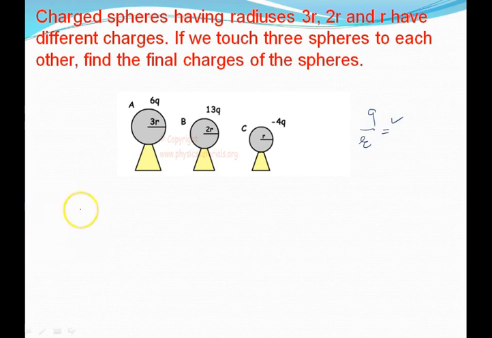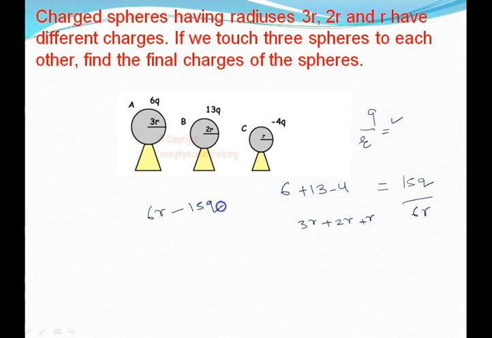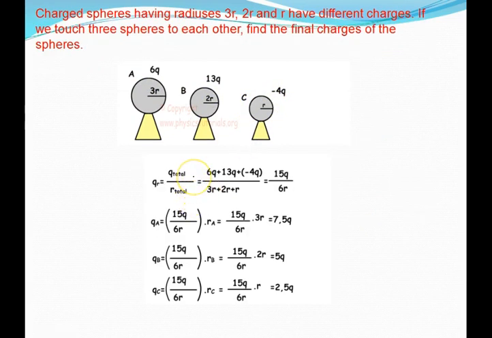Total charge is 6Q plus 13Q minus 4Q. If I am not wrong, 6 plus 13 is 19, minus 4, we get 15Q. And what is the size? That is 3R plus 2R plus R, I will say 6R. Now you can build the logic. If size is 6R, charge is 15Q. Different spheres have different sizes, 3R, 2R and R respectively, and you can calculate as shown in the slides.